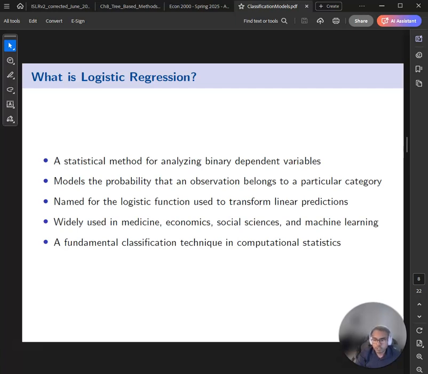One of the reasons logistic regression is so popular is its widespread use across several fields. You'll find its application in medicine for diagnosing diseases, in economics for predicting consumer choices, throughout the social sciences for modeling behavior, and extensively in machine learning for all sorts of classification tasks. It really is a fundamental technique in computational statistics, and understanding it well will give you a solid foundation for more advanced methods later on.